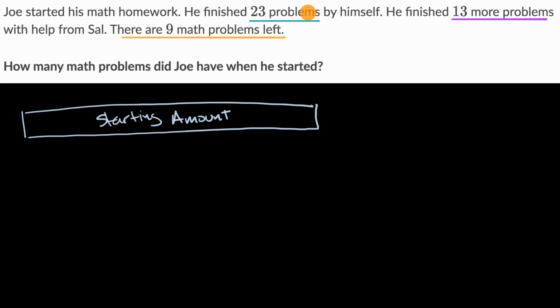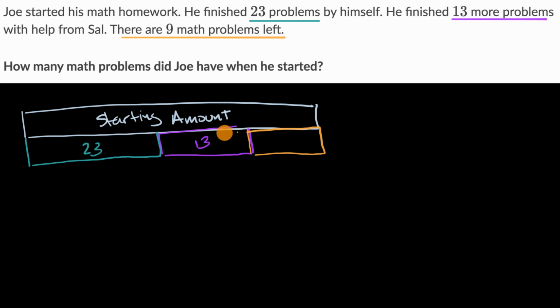So he finished 23 problems by himself. So let me draw 23 here. So he was able to finish 23 by himself. Then he finished 13 more with help from someone with my name. Maybe it's me. So then he did 13 more with help from Sal. So that's 13 right over there. And then the total amount left was 9. So the total amount left has to be just as long as our starting amount. So this is 9 right over here.